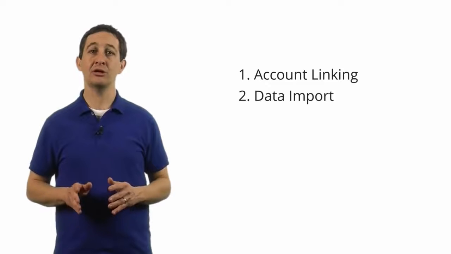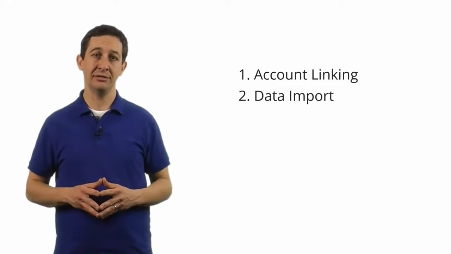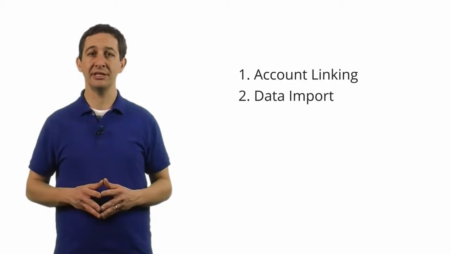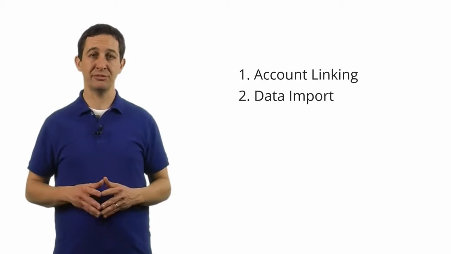Although you'll collect most of your data using the tracking code, account linking and data import are two powerful ways to add more context to your Google Analytics data. By choosing the right data sources to link or import into Google Analytics, you can better measure the performance of your business.